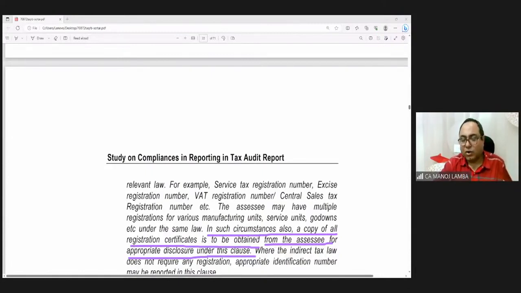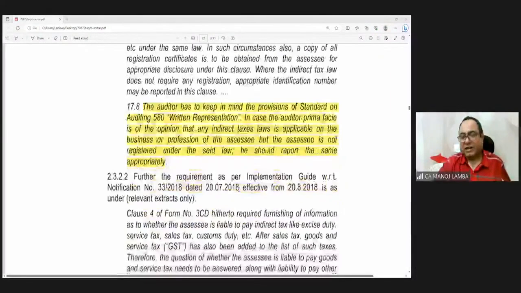Where indirect tax law does not require any registration, an appropriate identification number may be reported in this clause. Like in case of import and export, there is no requirement to take registration, but there is an appropriate identification mark in the shape of the IEC code, the Import Export Code. This code is also to be mentioned here. So that is all about clause 4.